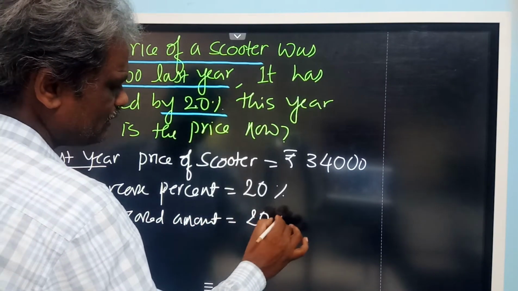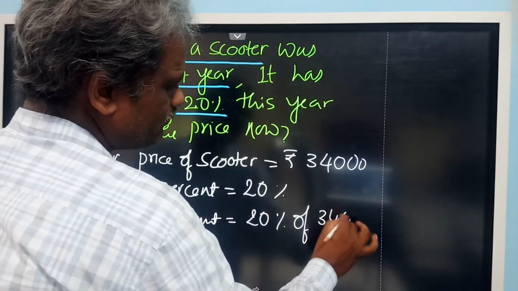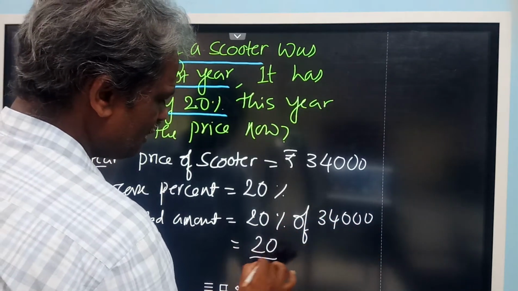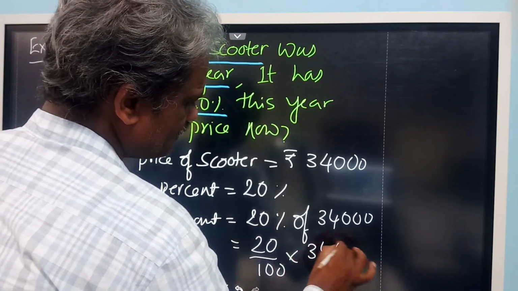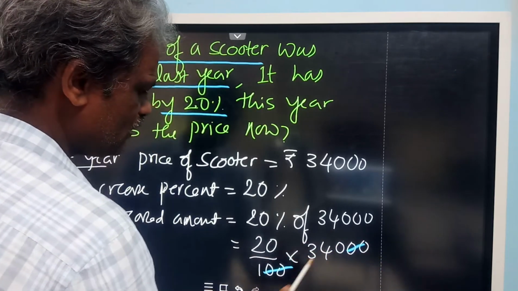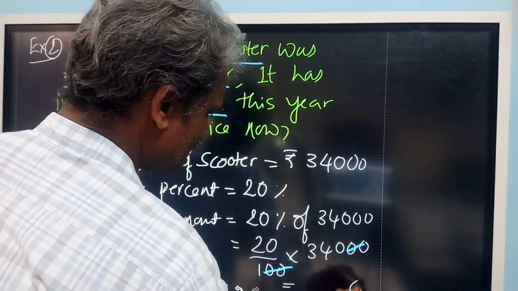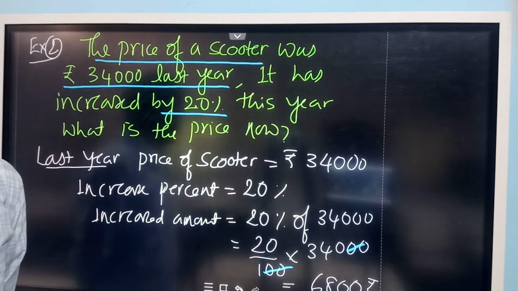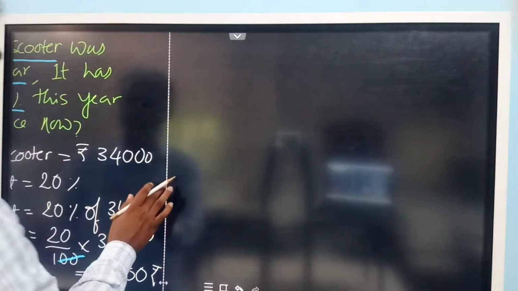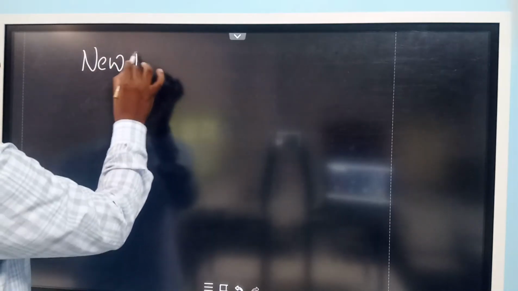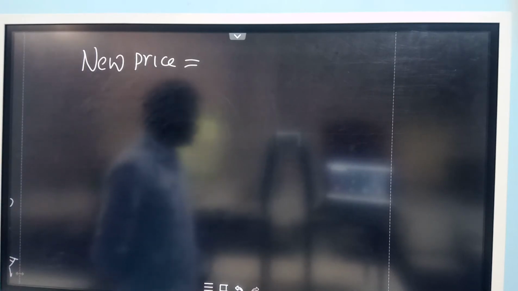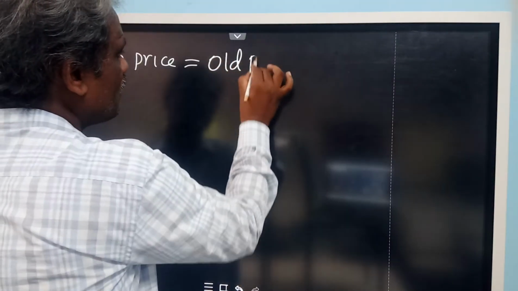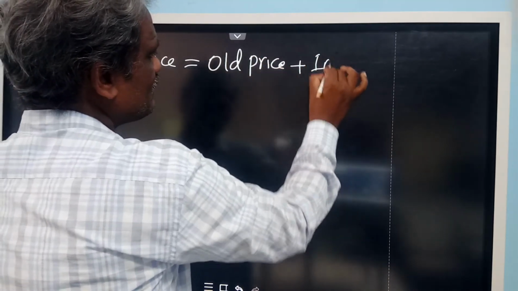So increased amount, 20% of 34,000. So 20% means 20 by 100 into 34,000. Now you simplify this, 0 to 0 cancels. What is the answer? 6,800 rupees they are increasing. Now after this, what is the price this year? New price. New price is equal to old price plus increase.